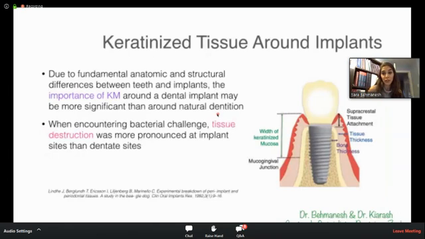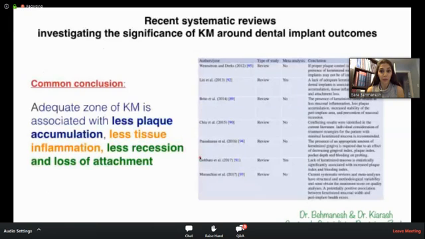Now, the million-dollar question is the keratinized tissue around the implants. For years, that was always a controversial topic. Some clinicians believed in it, some didn't. Now we have enough body of literature that tells us that it's very important to have adequate keratinized mucosa around the implants, to have a stable implant, to have stable bone support around the implant. And that thick mucosa creates a seal and prevents bacterial destruction and tissue damage around the implants.